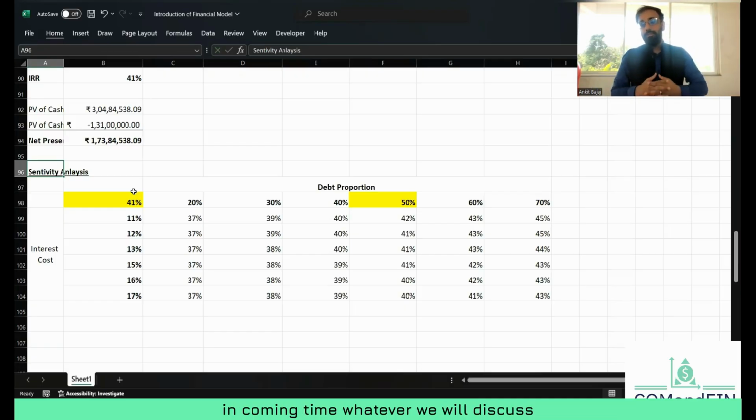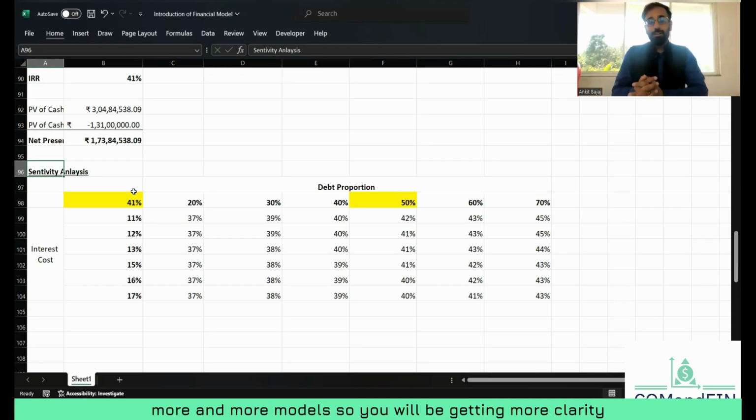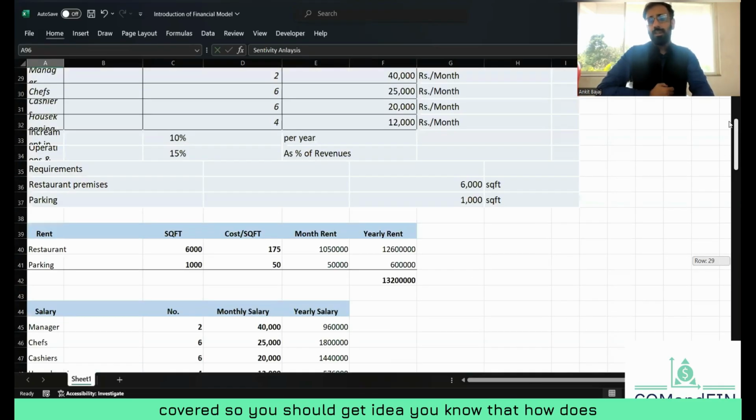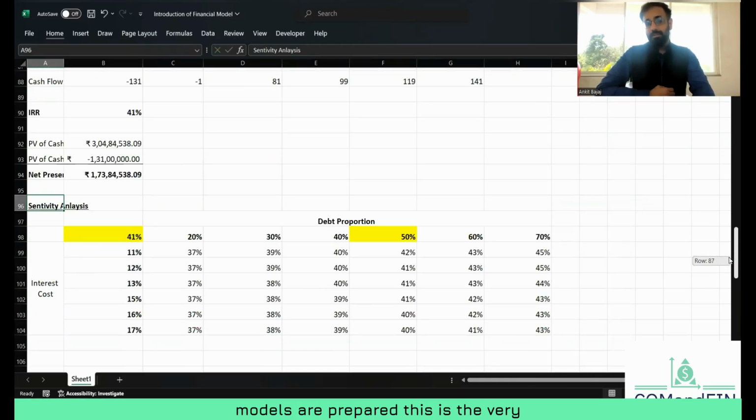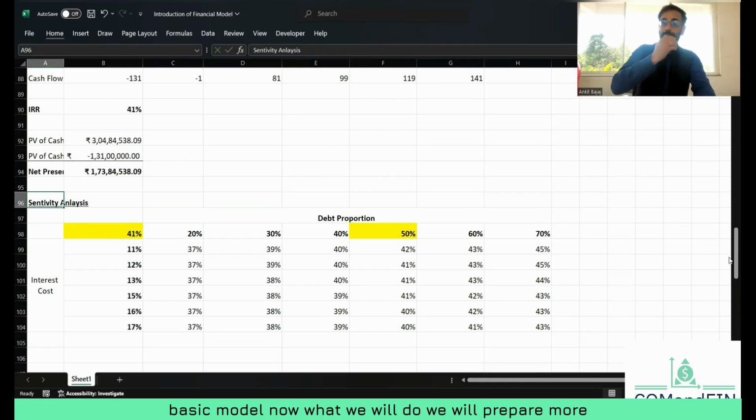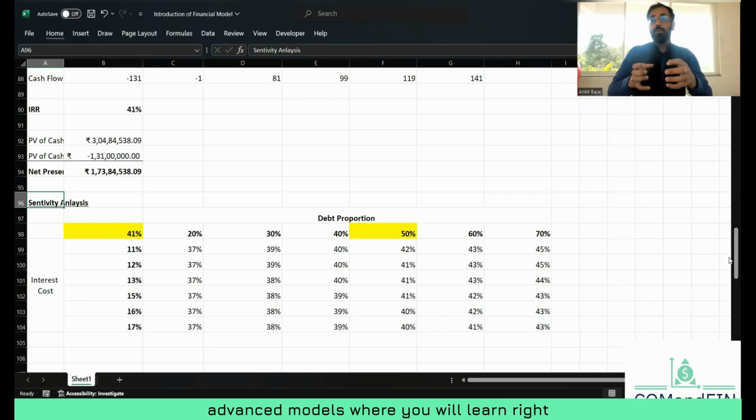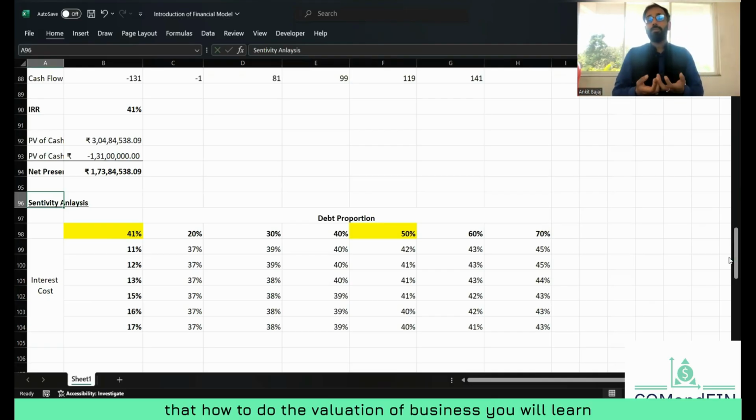In the coming time, I will discuss more and more models. This was the basic model which I have covered, so you should get an idea of how models are prepared. Now we will prepare more advanced models where you will learn how to do the valuation of a business. You will learn various terminologies and various formulas in detail.